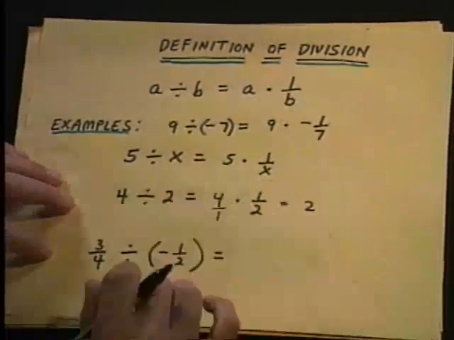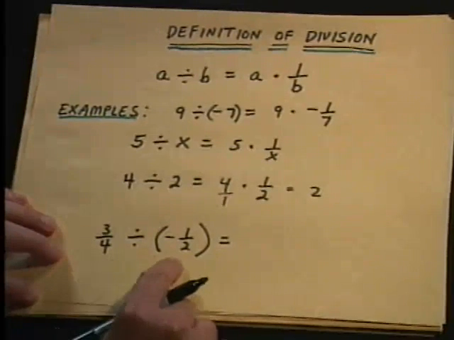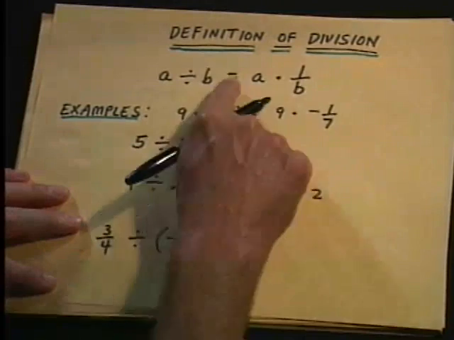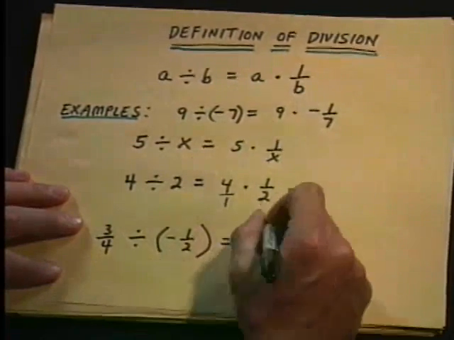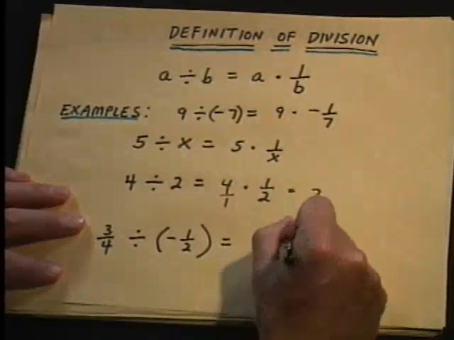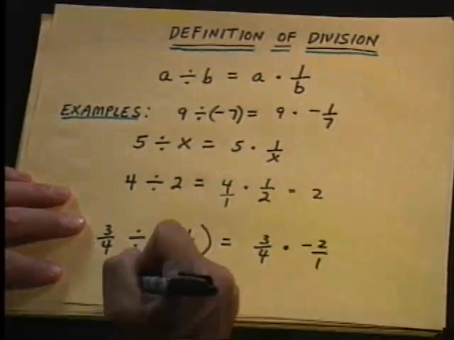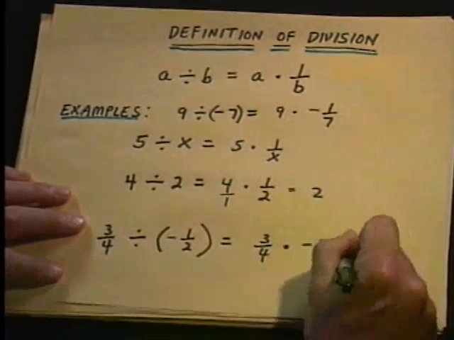And this rule is so important because when we get to dividing fractions, you can't actually divide fractions. You can only write them in terms of multiplication using this definition of division. So 3/4 divided by -1/2 is 3/4 times the reciprocal, which would be times -2/1. And then you can go ahead and get your answer here.